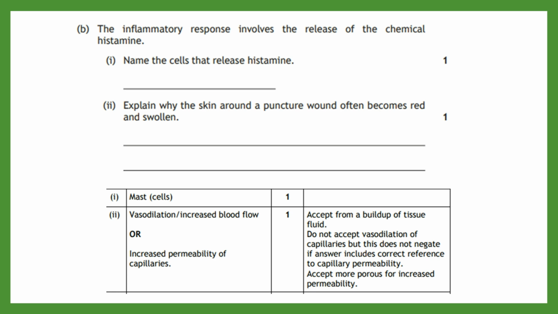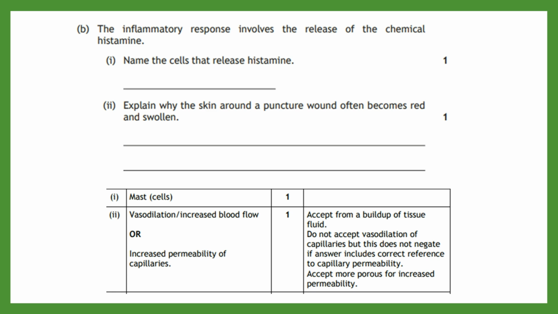And the reason that we get redness and swelling during the inflammatory response are a direct result of the action of histamine. So the redness is because of the vasodilation or increased blood flow. So if the vessel's closer to the surface of the skin, it gives it that red appearance. And the swelling comes from the increased permeability and that build up or accumulation of white blood cells. And it would also accept a build up of tissue fluid as that happens at the site of infection too.